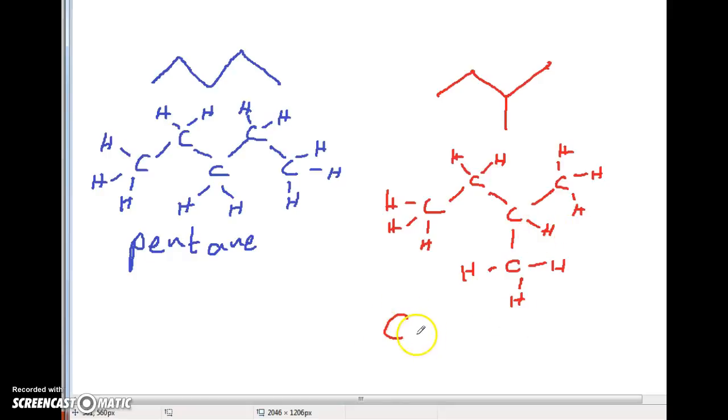Molecular formula C5H12. Later on you'll learn that these two structures are related as what we call isomers, but let's save that for another day.